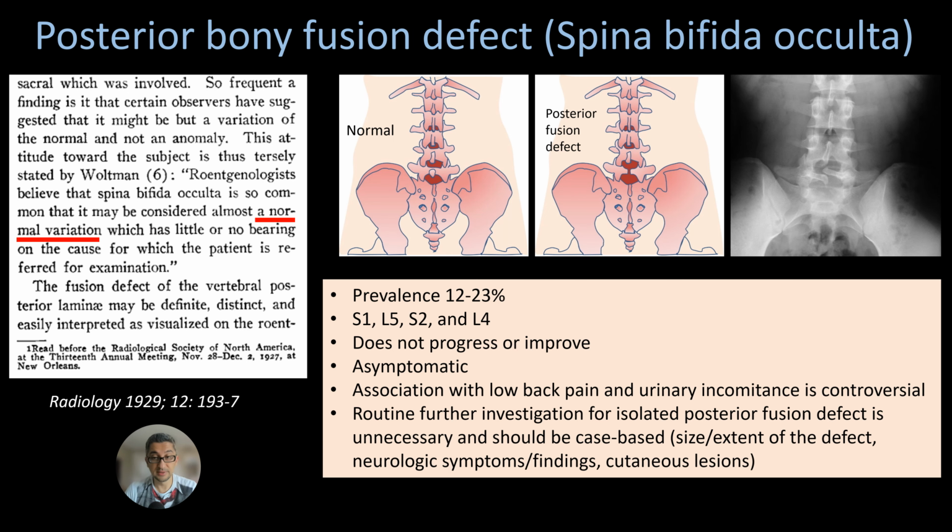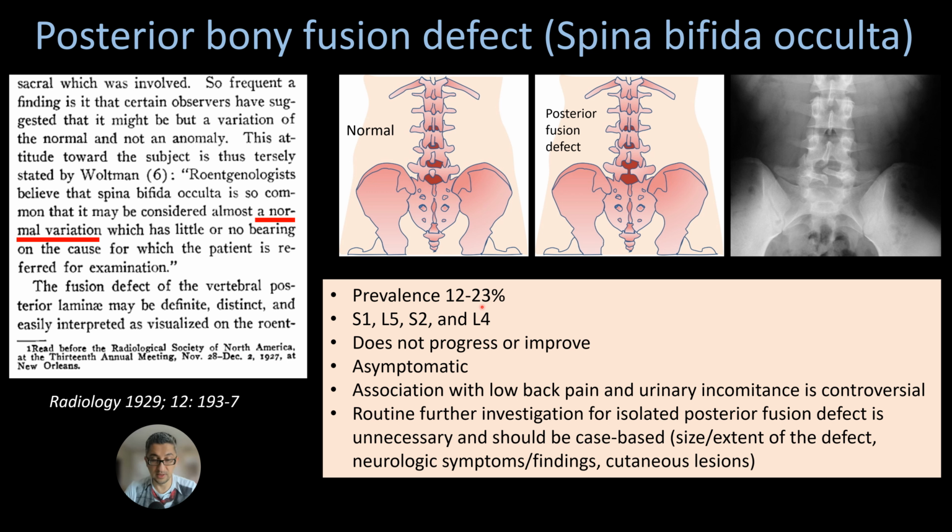Spina bifida occulta is a very old term that is used to describe posterior bony fusion defect. It's called occulta because you cannot see the defect with your own eyes, you need x-rays. If you see it with your own eyes, it becomes spina bifida aperta. As you can see in this paper, it was described as a normal variation, published almost a century ago.